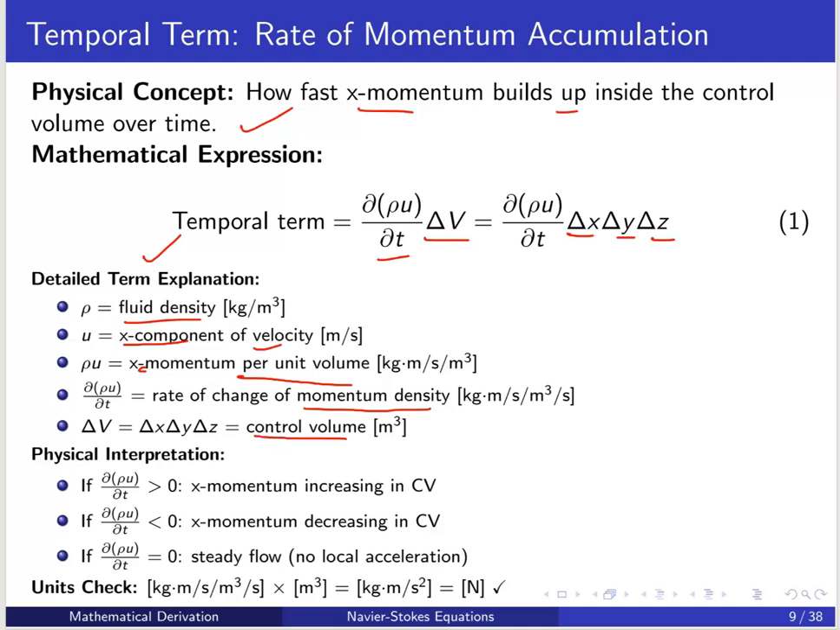Now here is a physical interpretation. If ∂(ρu)/∂t is greater than 0, then x momentum increases in the control volume. If less than 0, then x momentum decreases in the control volume. And if ∂/∂t of something is 0, it means steady flow, no local acceleration. So local acceleration will be 0. You can check the unit. So the unit is actually Newton.